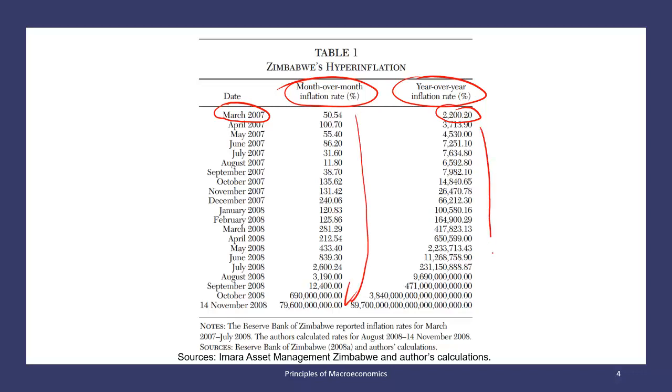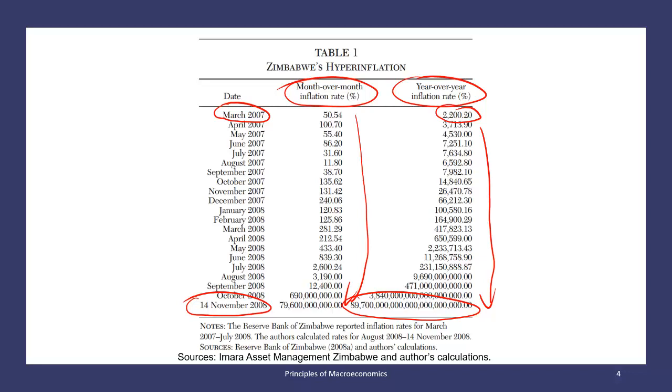So you can see here that on 14 November 2008, the inflation rate was 79 point, and then lots of zeros after this. Mind you, 9 zeros makes a billion. This is a 79.6 billion times increase. So if something cost you $1 in October 2008, it was costing you 79.6 billion in November 2008. And look at the year over year increase. It's even more insane with the number of zeros. There are 3, 6, 9, 12, 15, 18 zeros. It's a big increase.